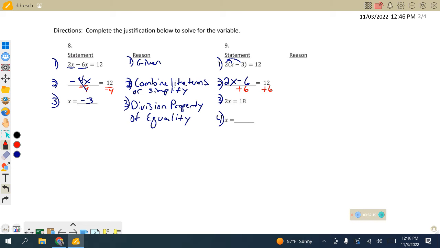Now, how do we go from step 3 to 4? 2x equals 18. Just like we've been working on, that 2 is attached by multiplication, and the inverse of multiplication is division. So then I go ahead and divide it. 18 divided by 2 is 9. So, 4 steps there. I better have 4 reasons here.